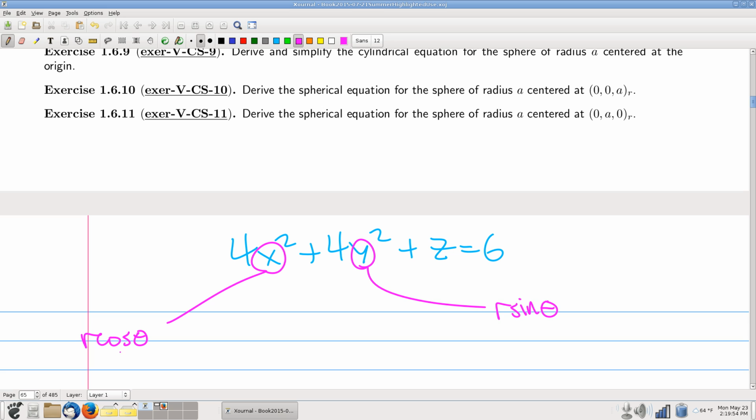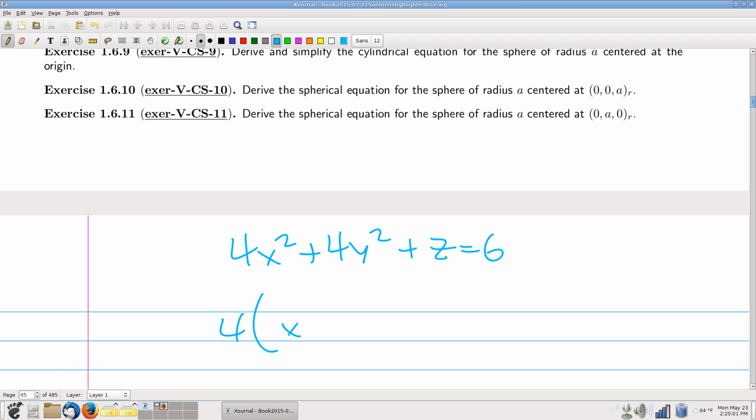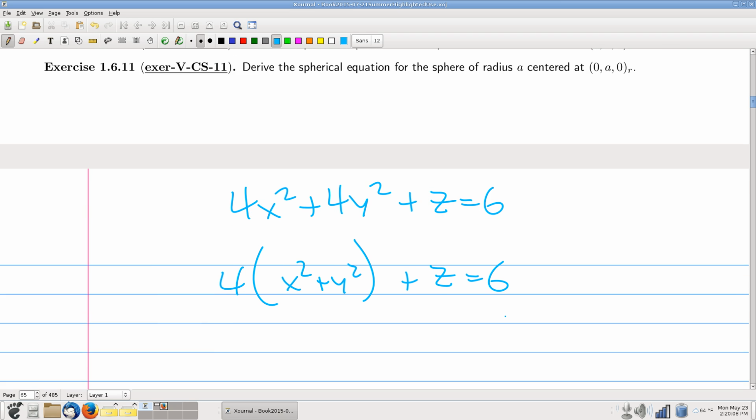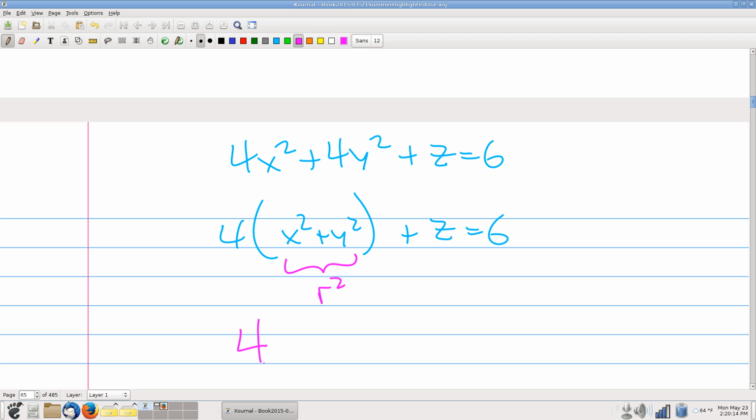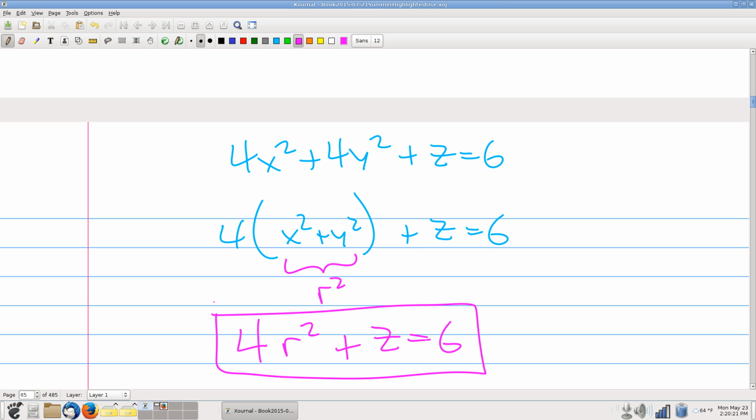Now let me show you that there is a bit of a time saver here. I can rewrite this equation as 4 times x squared plus y squared, plus z equals 6, and then take advantage of the fact that x squared plus y squared is r squared. That gives us, more easily, 4r squared plus z equals 6. There you go. Does that make sense? Is everybody happy with this one?